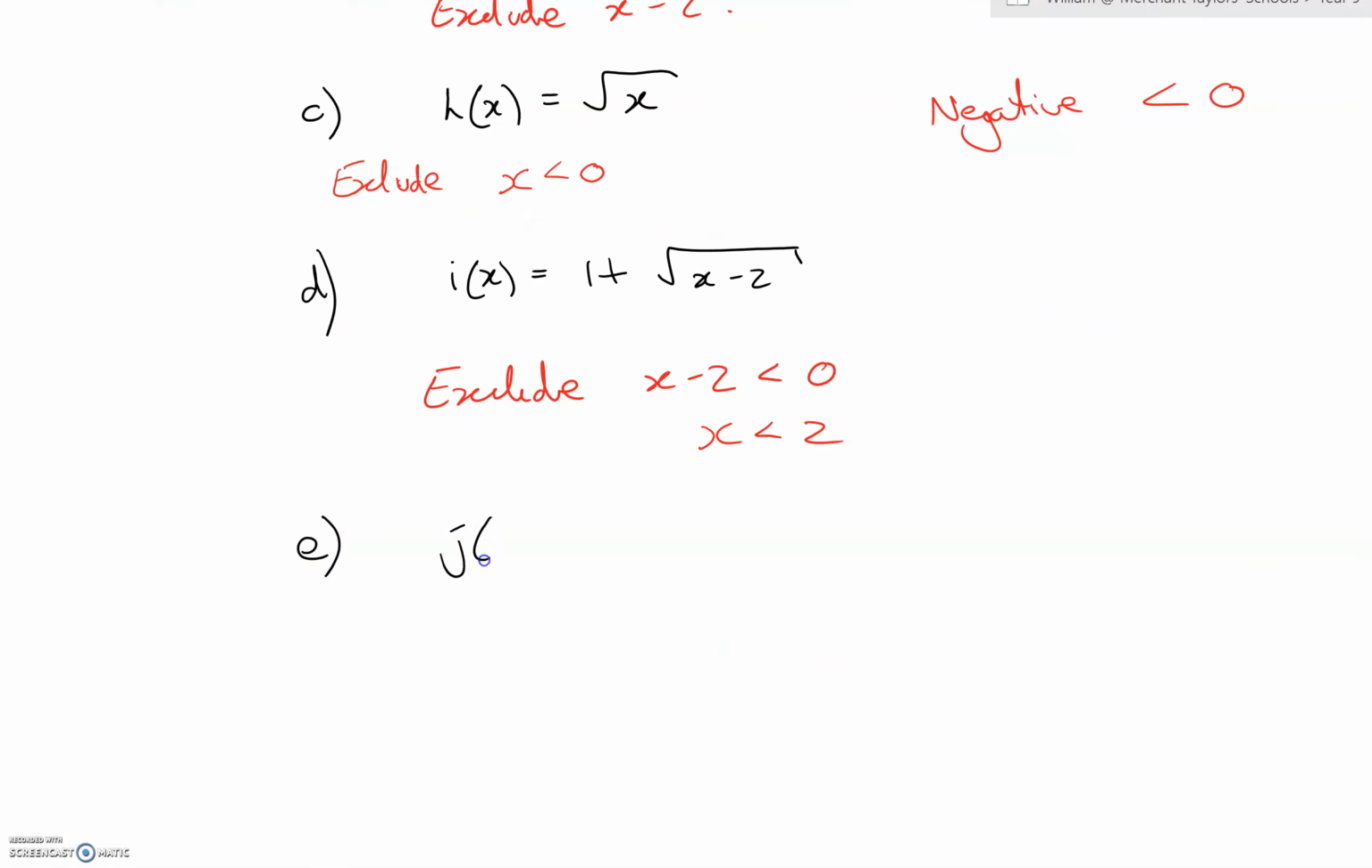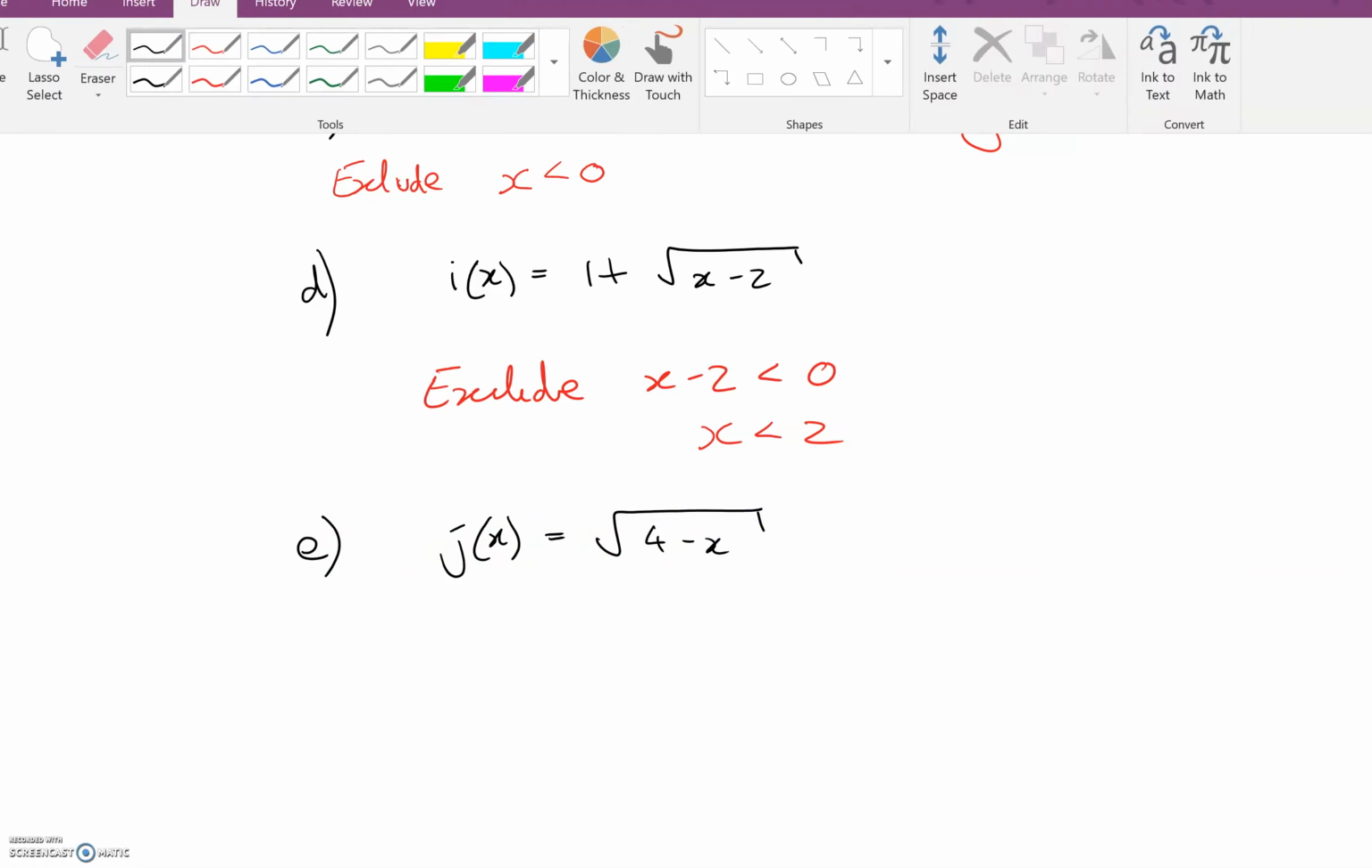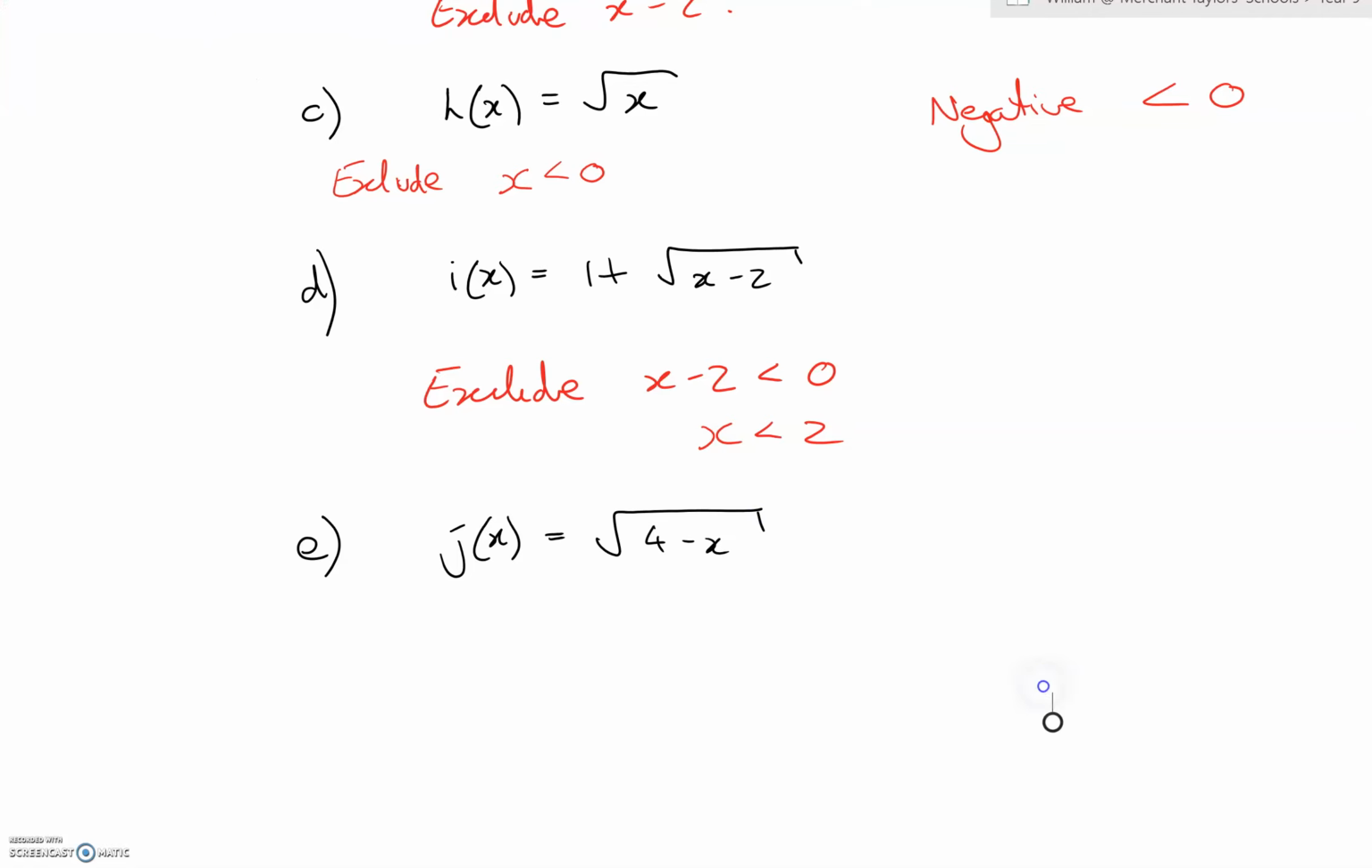So this will be j of x, last one, which is root of 4 minus x. Again, I'm not allowed to square root a negative. As soon as I see the roots, I should be thinking that's what I'm excluding. So I've got to exclude, I can't include, if this is less than 0, that's not allowed. And then just solve this.